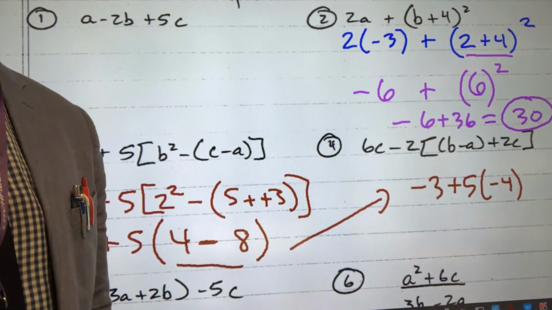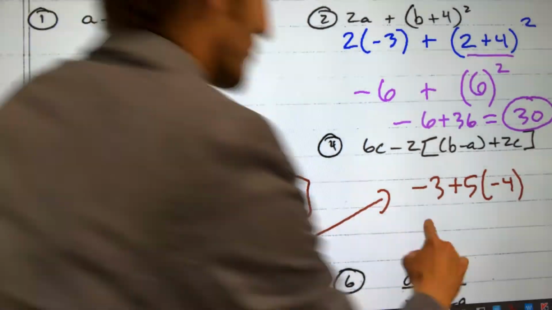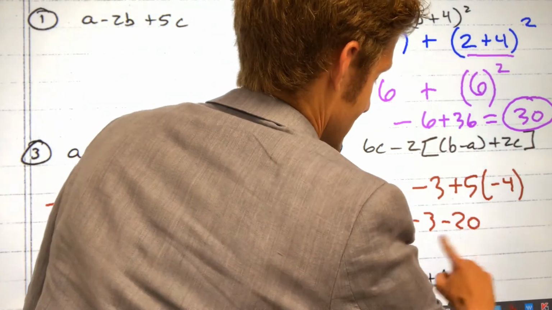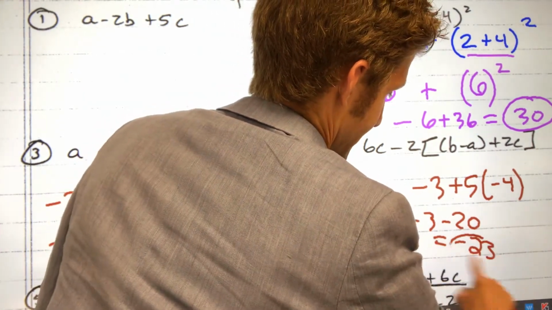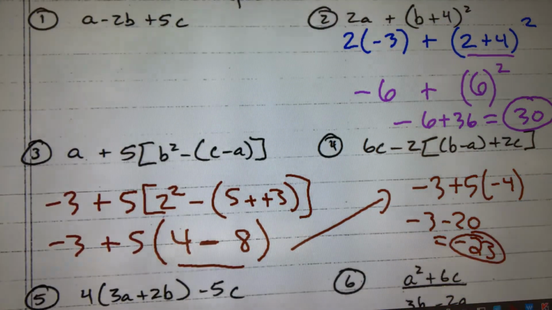Which now you can see 5 times a negative 4 needs to happen first. Negative 3 minus 20 is a negative 23. Order of operations, folks. All right. All about the order of operations.